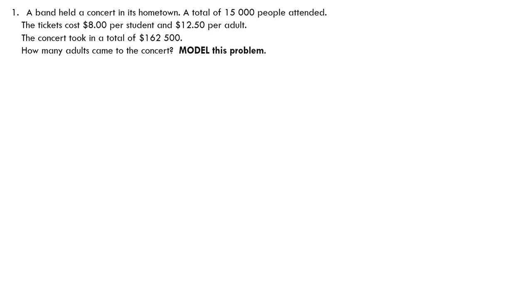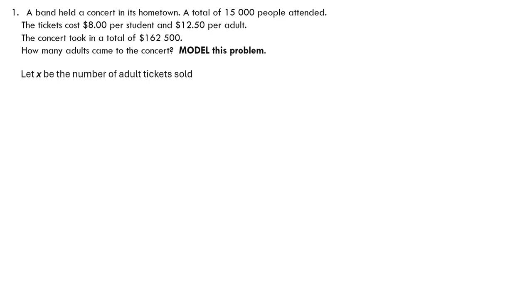A band held a concert in its hometown. A total of 15,000 people attended. The tickets cost $8 per student and $12.50 per adult. The concert took in a total of $162,500. How many adults came to the concert? Model this problem.